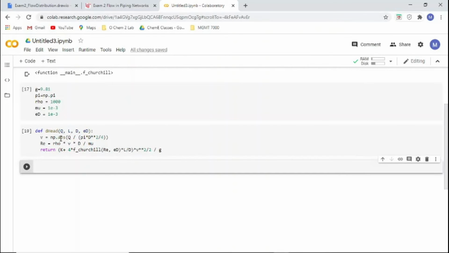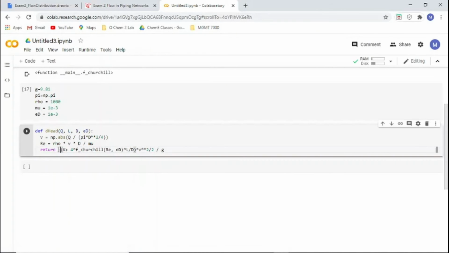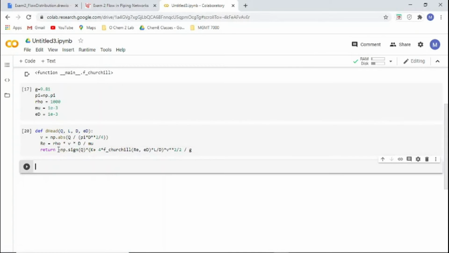And since we took the absolute value to get rid of the sign, we need to factor it back in. And so we'll put that here at the return. So negative np.sign of our flow rate, which is Q, in parentheses. We need to multiply these together. Now shift enter.